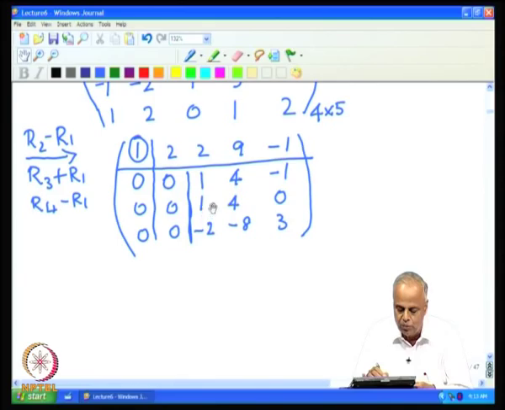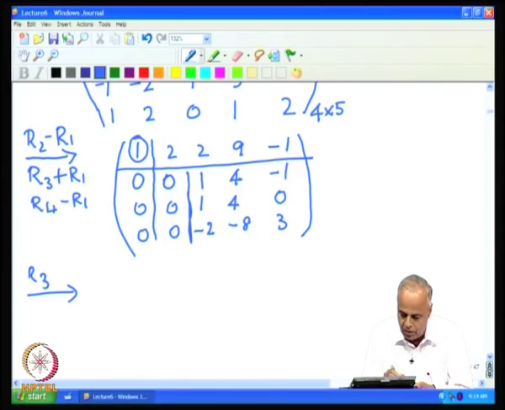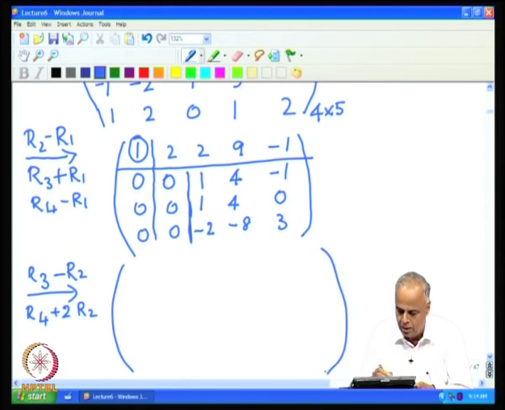To knock off this 1, we have to subtract this row from this row, and to knock off this minus 2, we have to add 2 times this. So, now we will keep track using the same numbers as the original row numbers. From the third row we subtract the second row, and to the fourth row we add 2 times the second row, and what do we get?